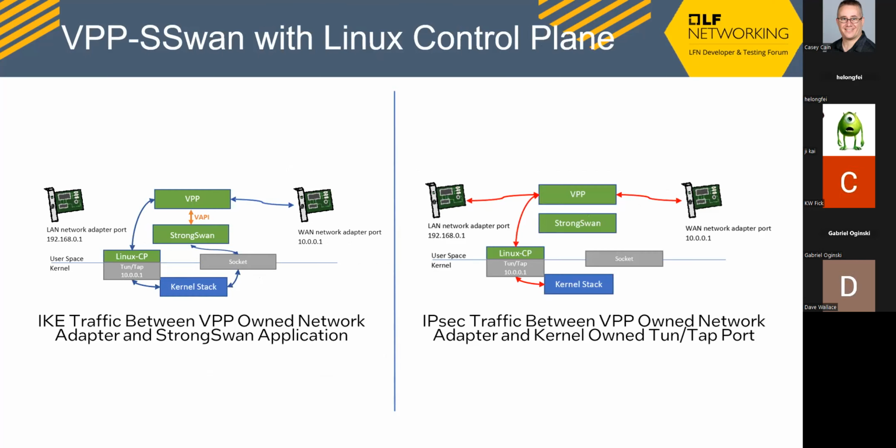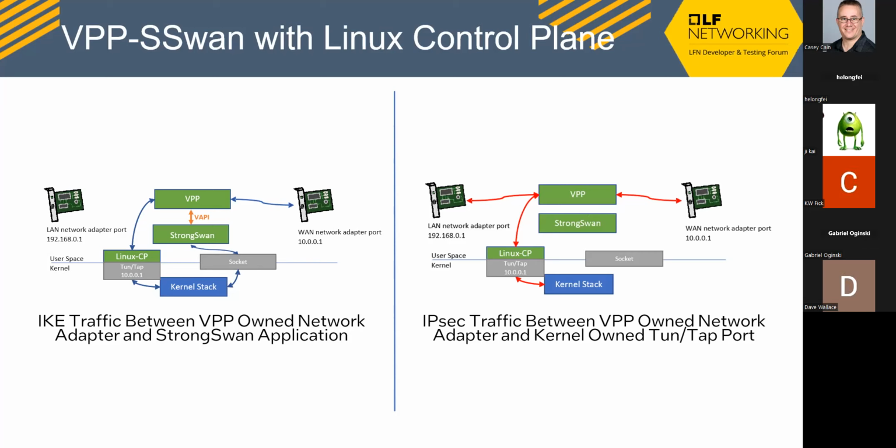This is a quick example. We assume StrongSwan expects the IKE message and encrypted ESP packet to have a local IP address of 10.0.0.1, to route IKE packets from the network adapter owned by VPP to StrongSwan. We create a Linux CP interface which binds a mirrored interface pair, one network adapter port and the tap terminal port, both with the same IP address 10.0.0.1. In this case, Linux CP helps to configure the routing between the interfaces automatically.